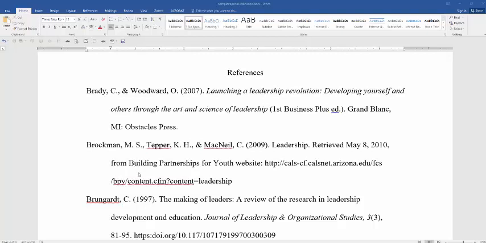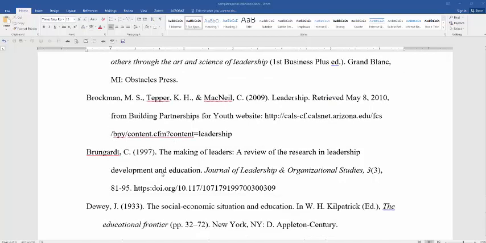The reason behind the dash is sometimes the word processing software puts a dash in automatically to hyphenate it, so you're not sure. Never end a URL with a period. The next entry we have here, the Brungart, this is a journal article that's been assigned a DOI.